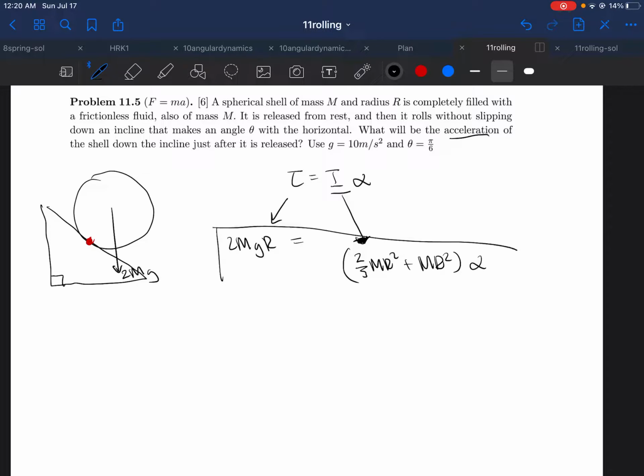And this right here should be our answer once we solve for alpha. And this is essentially just the solution outline, because I won't actually be doing computation.